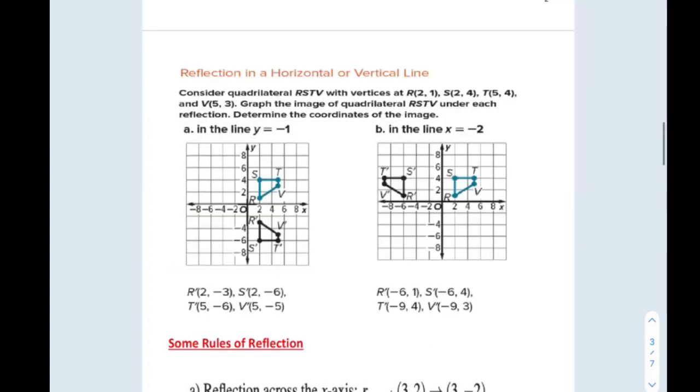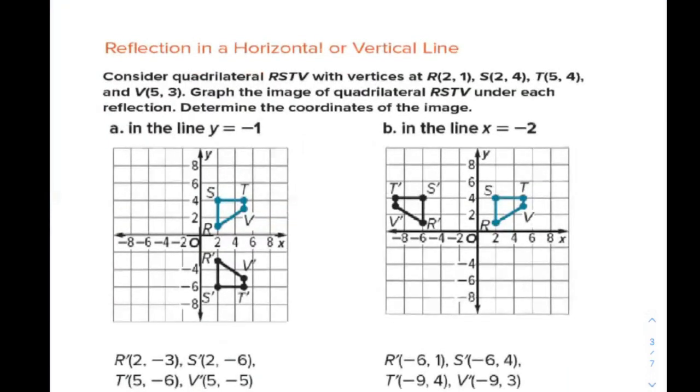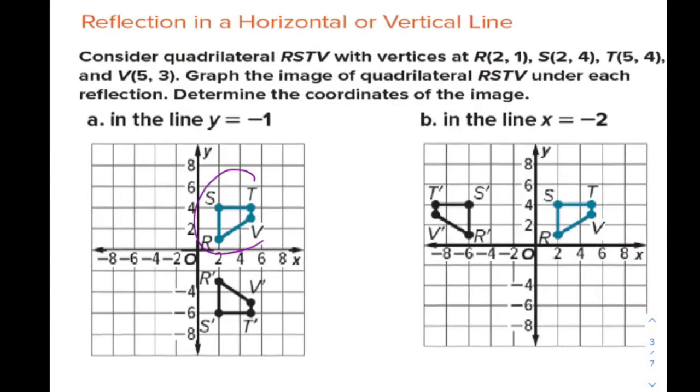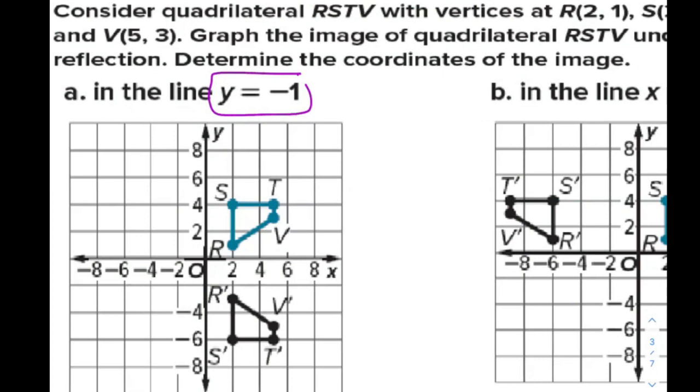Let's check this example. If you want to reflect across a horizontal or vertical line, these are solved examples. Now, if you have a shape like STV, you want to reflect it in the line y equals -1. So what will you do? My advice is to draw the line y equals -1. So go, this is -2, this is -1. y equals -1 is a horizontal line passing through -1.